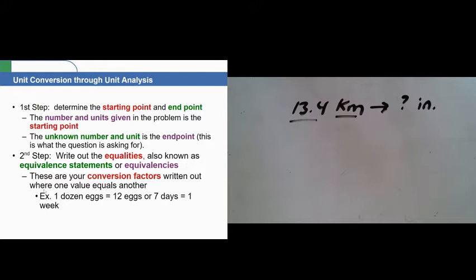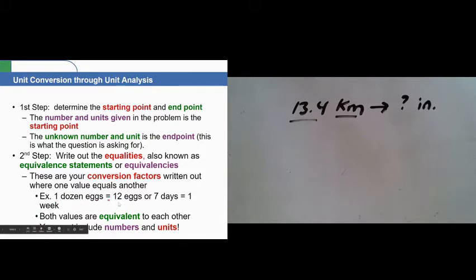And you can see how you write them as an equality when you have an equal sign. All right. So you have 1 dozen eggs is equal to 12 eggs. That is your equality. Another equality is 7 days is equal or equivalent to 1 week. Notice how both values are equivalent to each other. All right. And keep in mind, you must always include numbers and units. This is so important. If you just put 1 is equal to 12, well, first of all, that's not true. And second of all, you're going to get extremely confused.